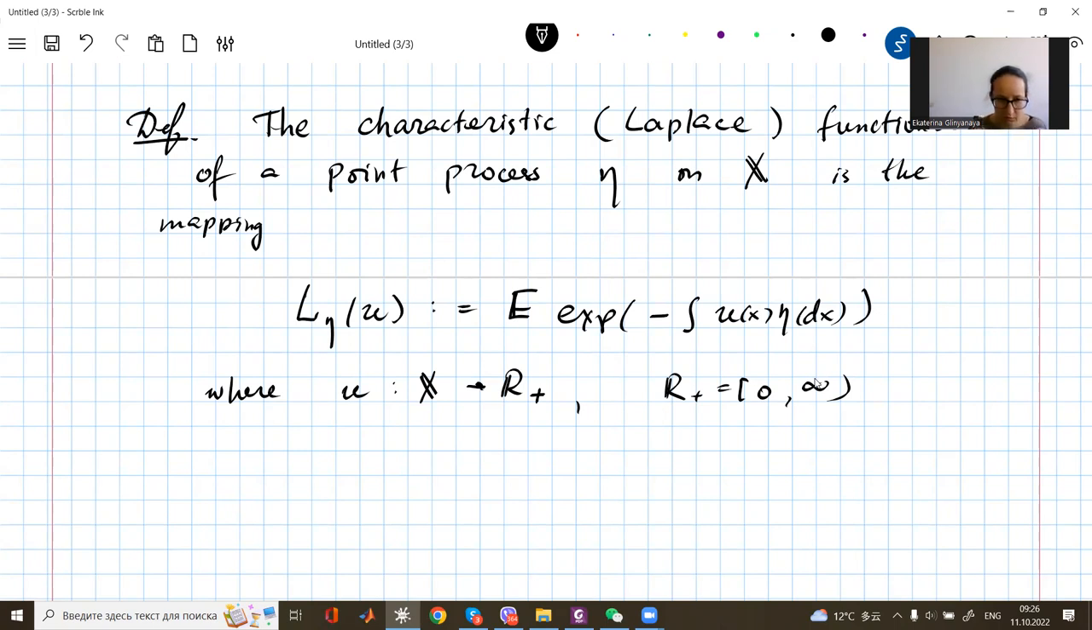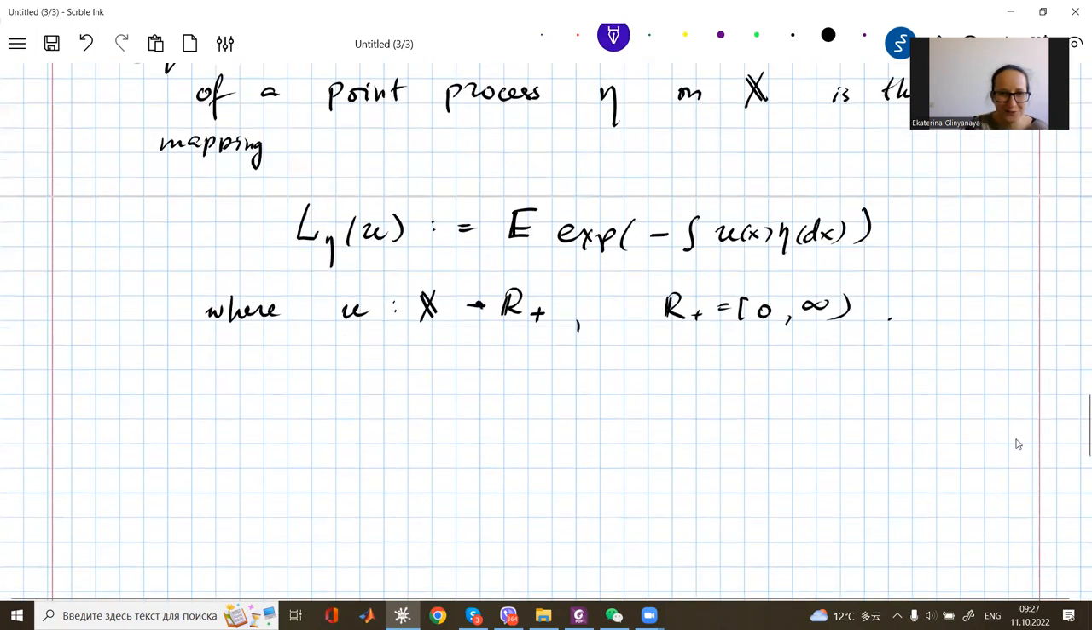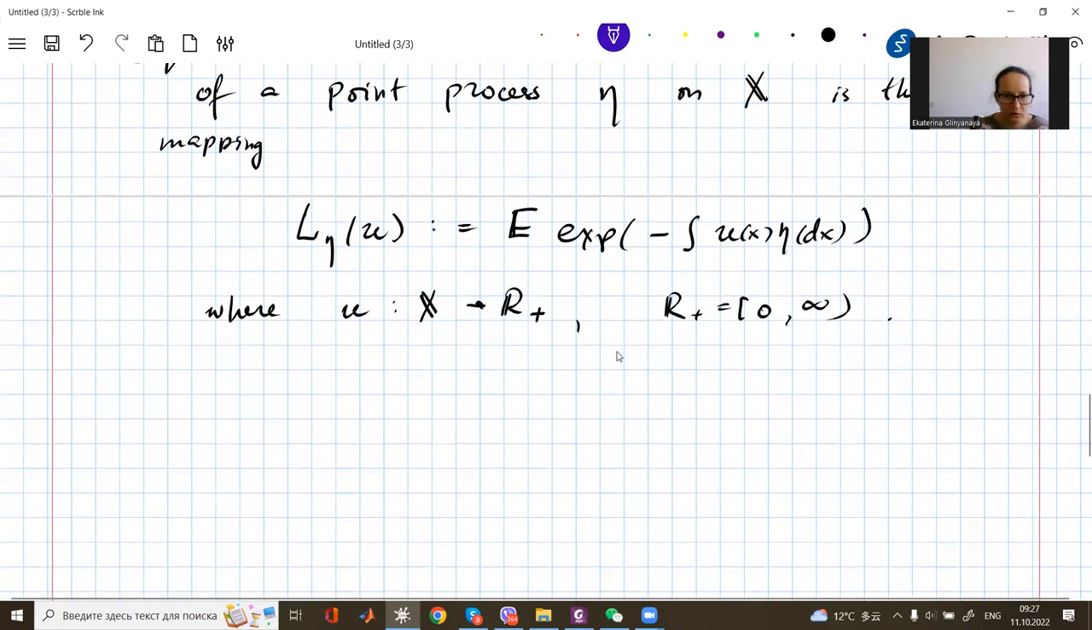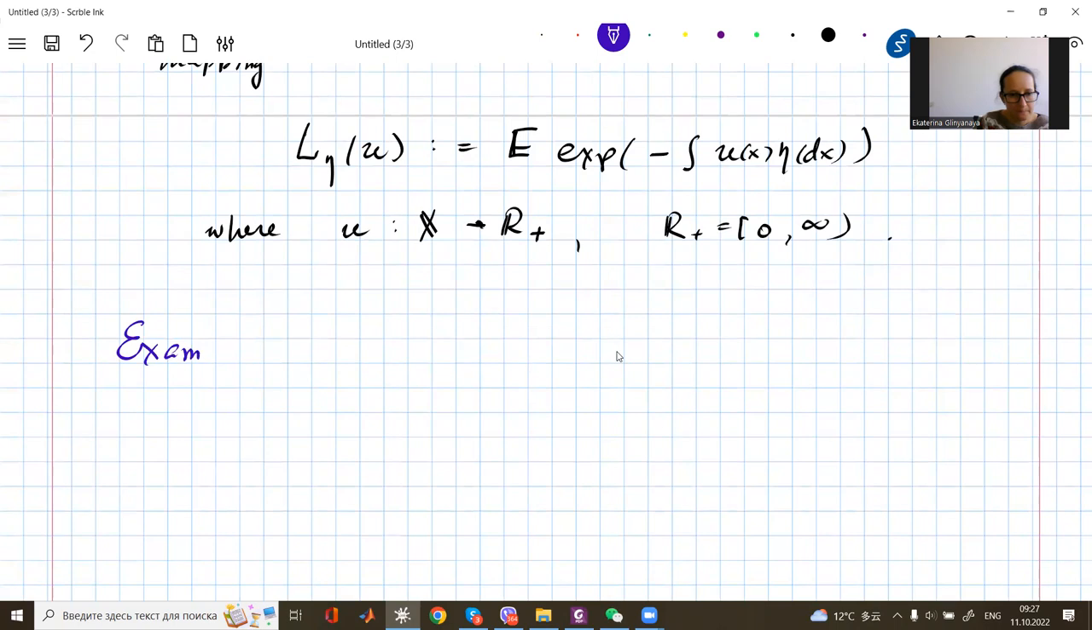But maybe before that, let us consider an example to see how we can calculate, for example, the characteristic functional for a process that we already know. Let's consider an example. On the previous lecture, we considered a so-called binomial point process. So I will recall that we built it as follows.